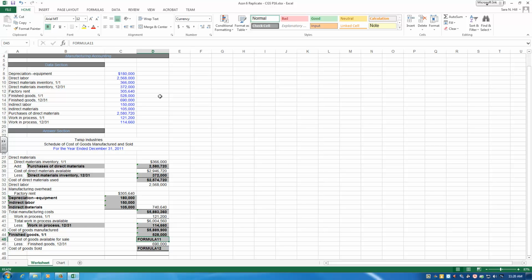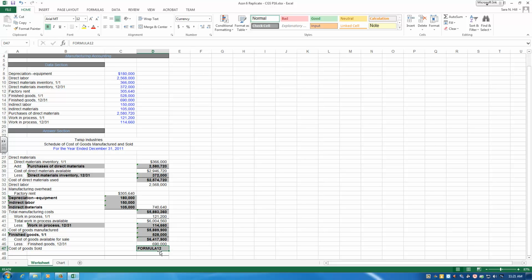What we're going to do is we're going to add the cost of goods manufactured during the period to our beginning finished goods. So that's what we're doing here in the cost of goods available for sale. We're going to take cell D43, cost of goods manufactured, add that to the finished goods on 1/1, or D44. Okay, going to come up with the cost of goods available of $6.4 million. And then we've got our finished goods inventory, which is already filled in for us, the $690,000.